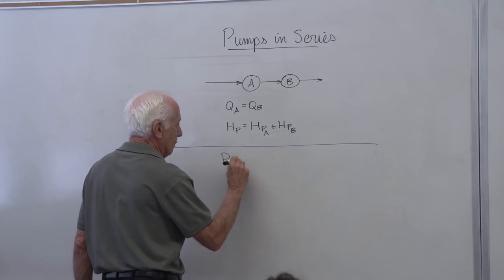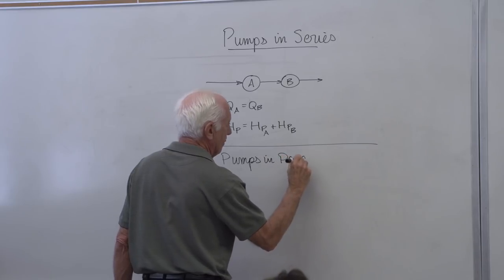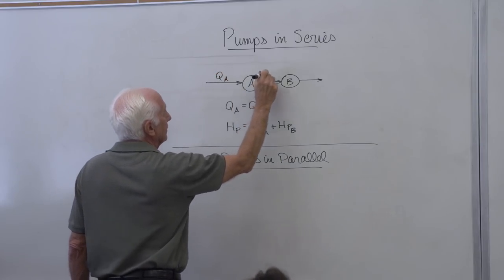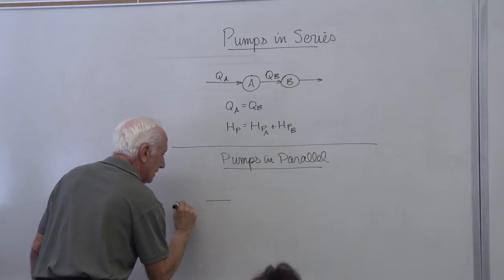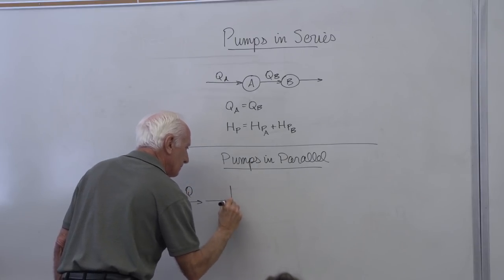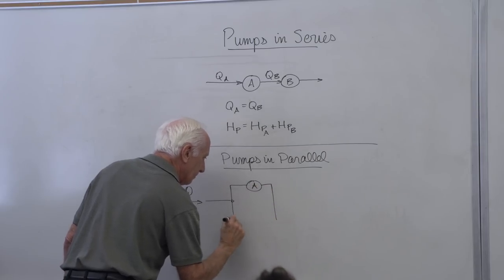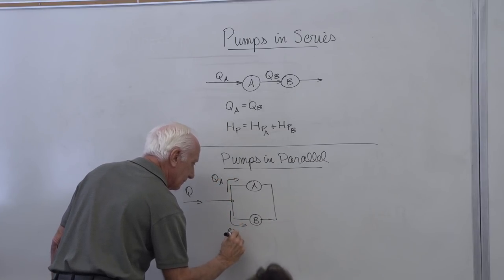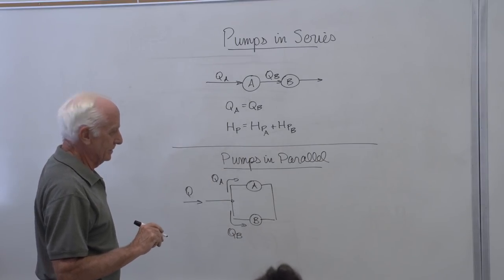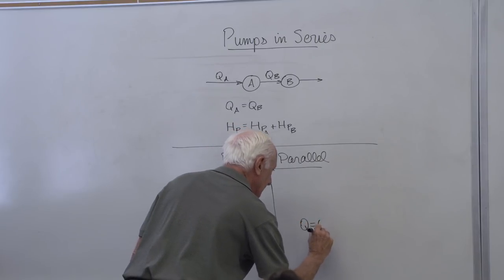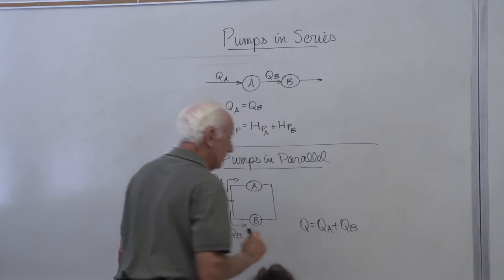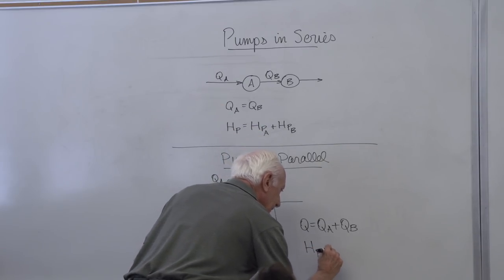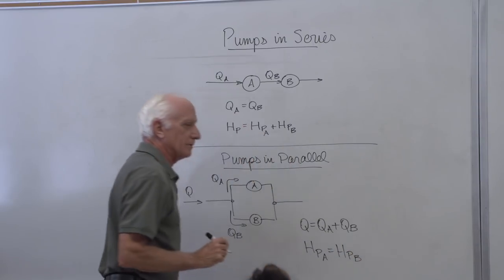Now, pumps in parallel. Okay, flow rate, we'll call this QA, QB. Now we have a flow rate coming in, Q, and now we have two pumps, pump A and pump B, with QA and QB. Conservation of mass: the flow rate that comes in, Q, equals QA plus QB. The pump head A equals pump head B. They must be equal because they're in parallel.